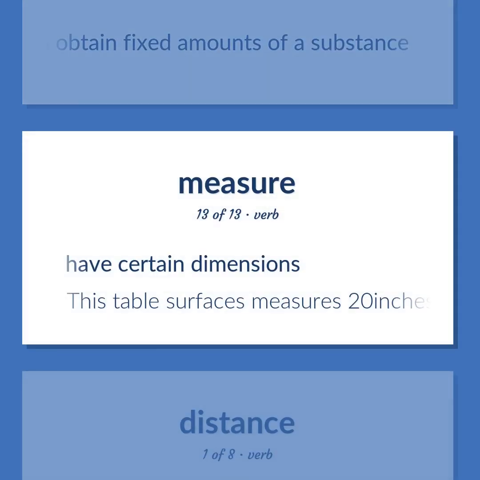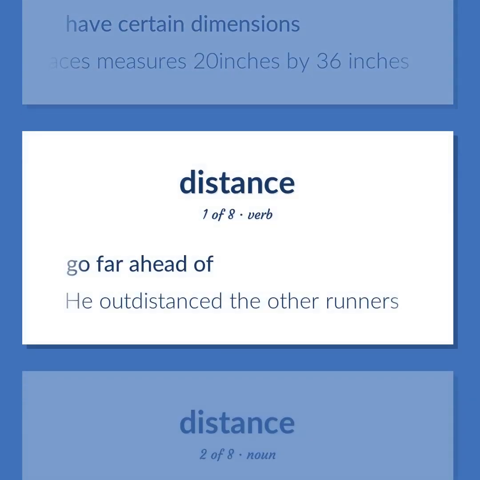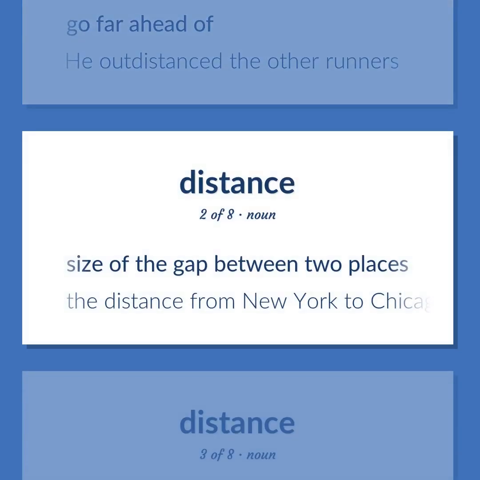Have certain dimensions. This table surfaces measures 20 inches by 36 inches. Go far ahead of. He outdistanced the other runners. Size of the gap between two places. The distance from New York to Chicago.